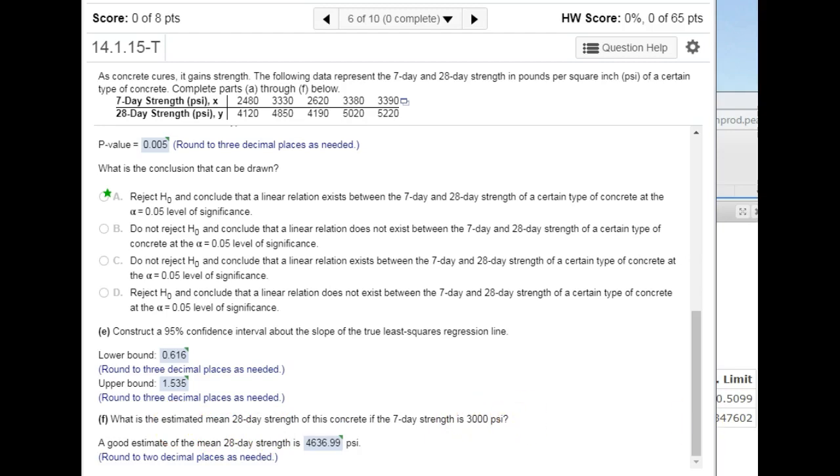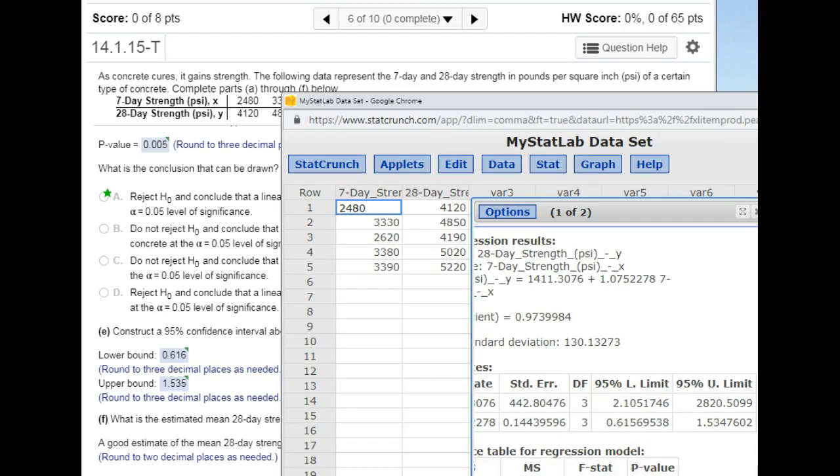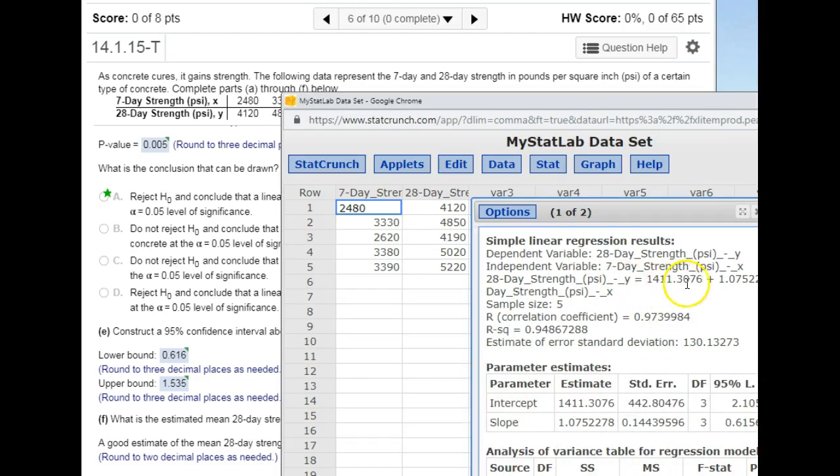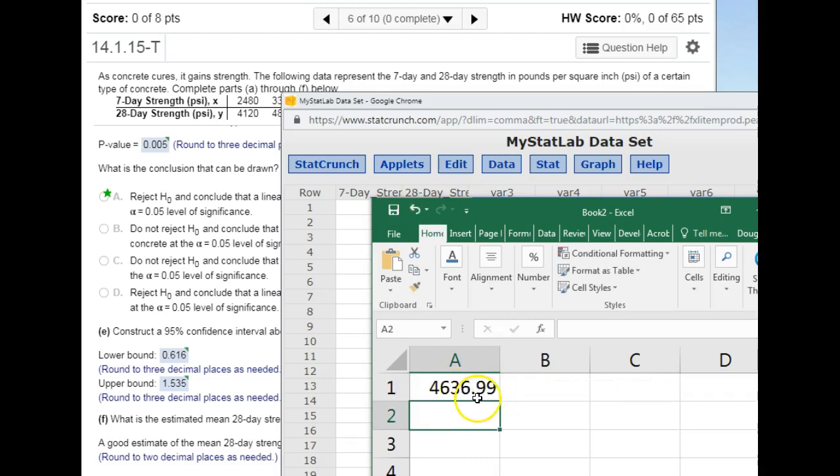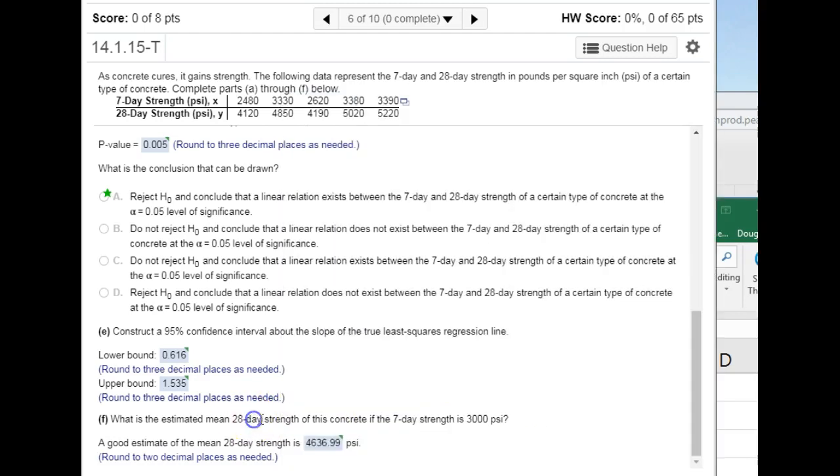So plug that 3,000 into our regression equation, which again is listed at the top here. So showing that here quickly, 3,000 was the x value that we were plugging in. And when you put that into the regression equation, you get the estimated value for what y would be, which is the 28-day strength of the concrete for that corresponding 7-day strength that you plugged in.